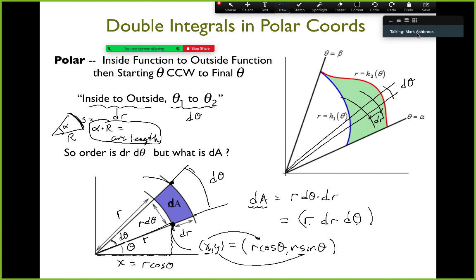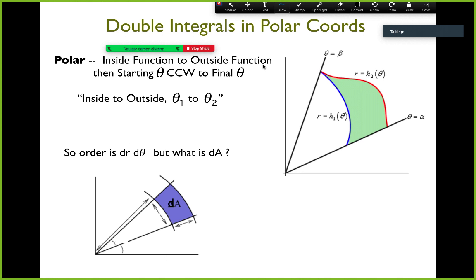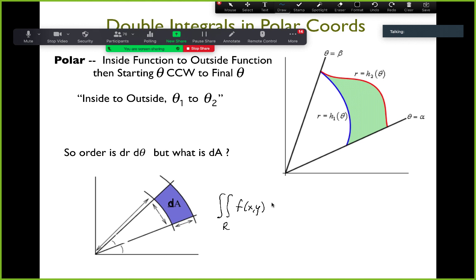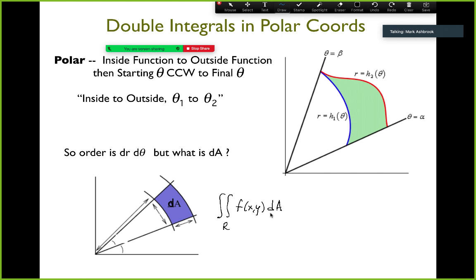Okay, so let's write out the general polar double integral. If I have an integral over a region in rectangular coordinates, whether that's type 1 or type 2, so this could be dx dy or dy dx. In polar coordinates, same region, but now every x is r cosine theta, every y is r sine theta, and our dA is r dr d theta. And so then we're going to integrate inside to outside, theta 1 to theta 2, swept counterclockwise.